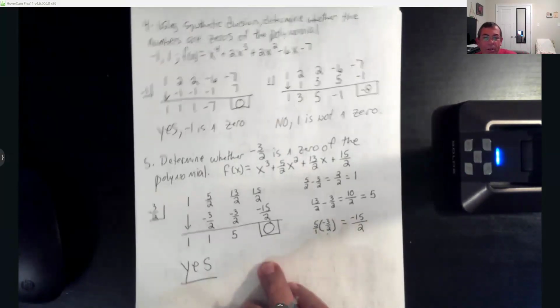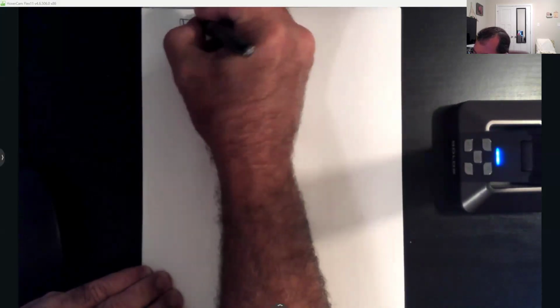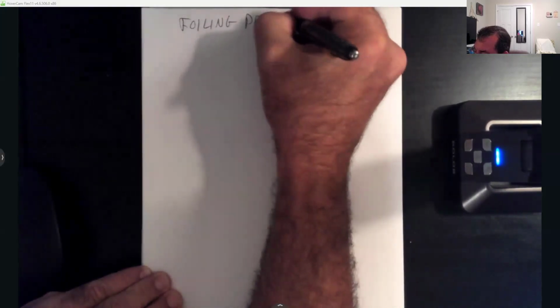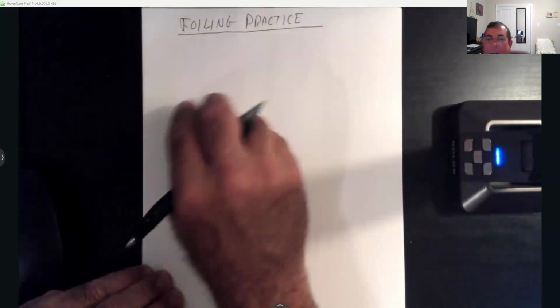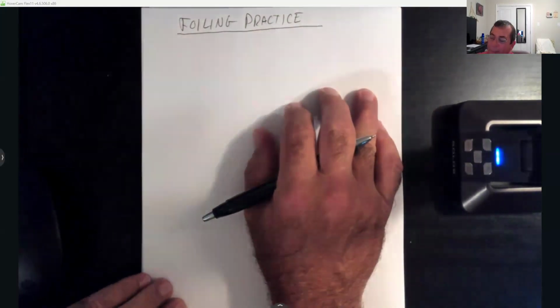Now, what I'm going to do, since I got a little bit of time left, I'm going to get us ready for tomorrow, because tomorrow we're going to be doing a lot of foiling and stuff. So I'm just going to give you a little bit of foiling practice. So there's no homework problems doing this. I'm just doing this to get y'all ready for tomorrow, okay?